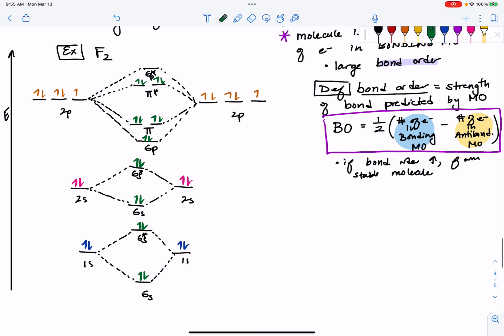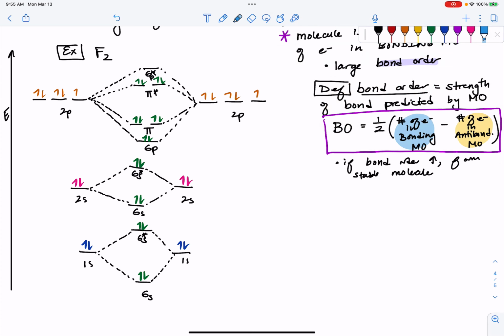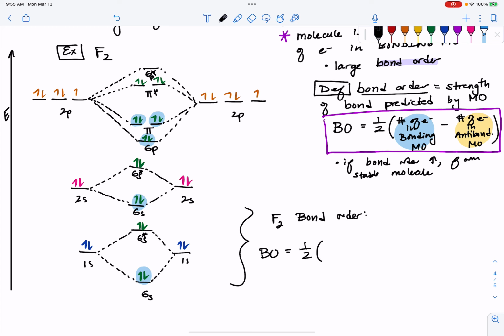Okay, so let's go hunting for our number of electrons in bonding molecular orbitals. So I've got my sigma s, that's a bonding, my other sigma s, that's a bonding, my sigma p, and then my 2 pi's. So for fluorine, I would calculate the bond order as being 1/2 times the difference of those 2, 4, 6, 8, 10 electrons in my bonding orbitals.